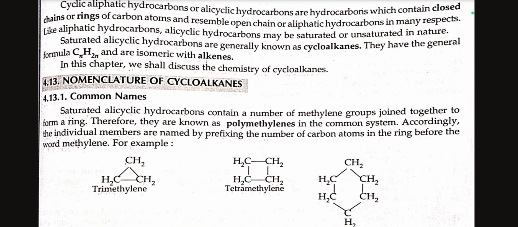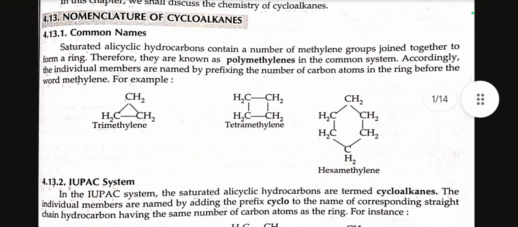Saturated alicyclic hydrocarbons contain a number of methylene groups joined together to form a ring, therefore they are known as polymethylenes in the common system. Accordingly, the individual members are named by prefixing the number of carbon atoms in the ring before the word methylene. For example, trimethylene, tetramethylene, hexamethylene.